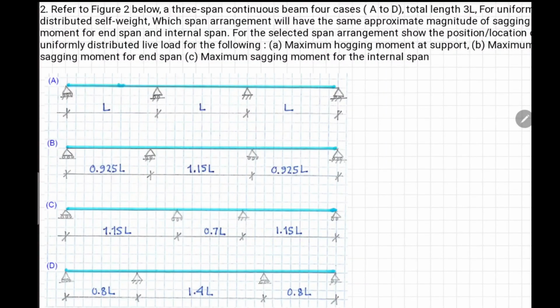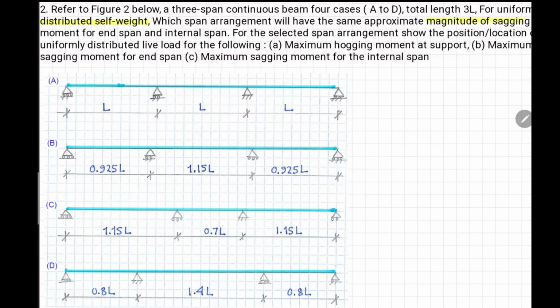Refer to figure 2. A 3-span continuous beam. We have 4 cases A, B, C, D. Total length is 3L. Uniformly distributed self weight on all 4 cases. Which span arrangement will have the same approximate magnitude of sagging moment for end span?